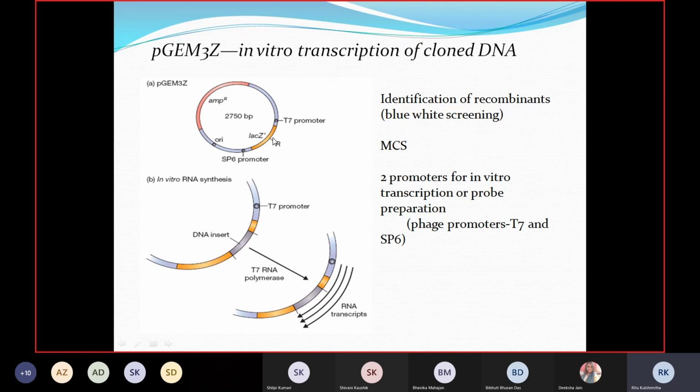Now, one question could be that, let's say I clone my gene of interest here, and the promoter is here, so I will get a transcript which is specific to my gene of interest.